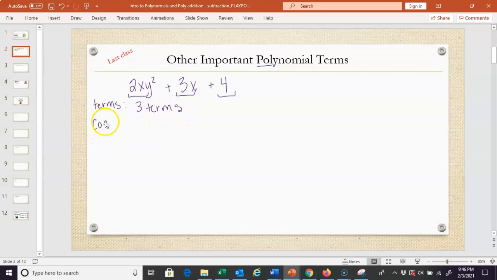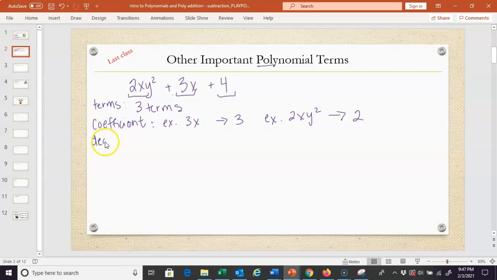Okay, then we talked about coefficient, which we have learned before. Remember, the coefficient is the number in front of the variable. So for example, if we're looking at this term, the coefficient would be 3. It's the number in front. If we were looking at the first term, the coefficient would be 2. So it's just that number in front.